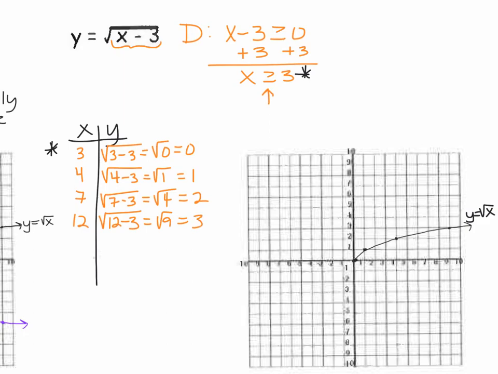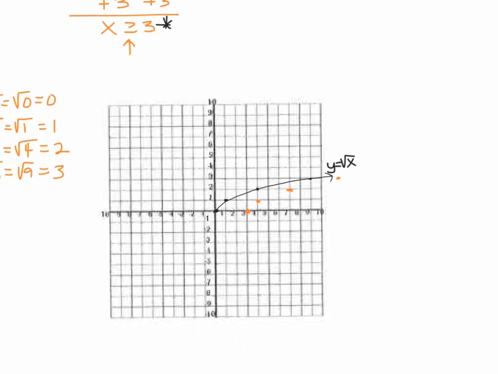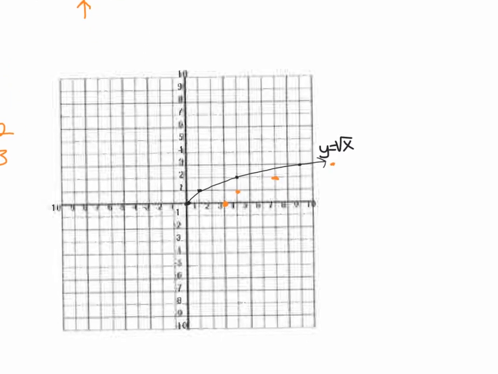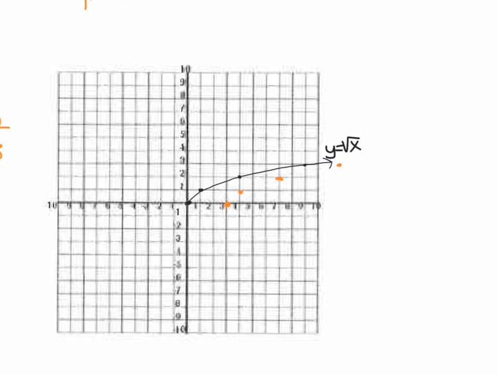So we have 3, 0. I'm going to plot that point. We have 4, 1. We have 7, 2. And we have to go, oops, make that a little taller there. And we have to go all the way past 12 to get up to 3. So I'm just going to kind of approximate that over here on the right. Let's slide this over so we can see this sketch in a little more detail. Kind of even it out a little on the screen.